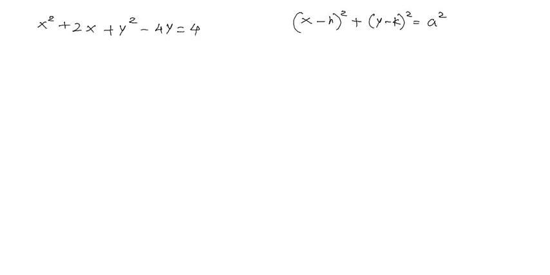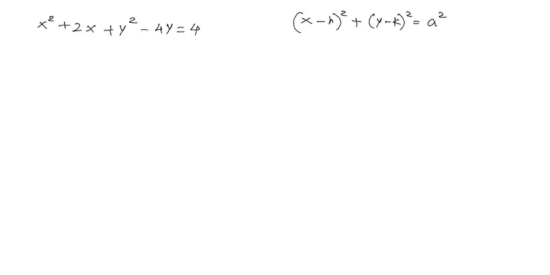Okay, in the above problem, we have to find the radius of the circle x² + 2x + y² − 4y = 4. To get the radius of any circle, if it is in the form (x − h)² + (y − k)² = a², that is the equation of the family of circles. If the equation of the circle is in this form, we can easily get the radius.